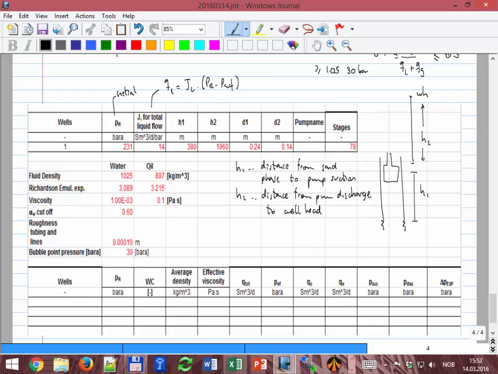We have the density of the water, which is slightly higher because it has some salinity, some minerals, salt dissolved in it. Oil, 897, okay? That's the API, I think, of 14, should be.